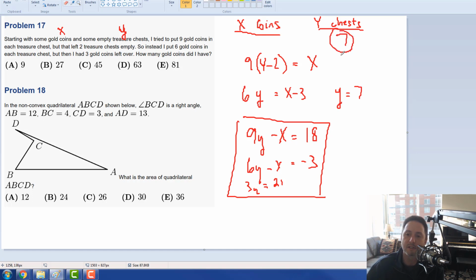We have 7 chests. And if y equals 7, let's just plug into either equation. 6 times 7 equals x minus 3. So 42 equals x minus 3. X has to be 45. So there are 45 total coins. Okay?